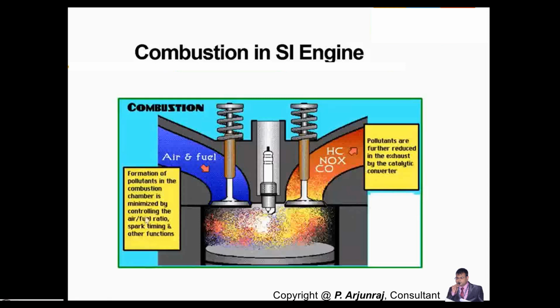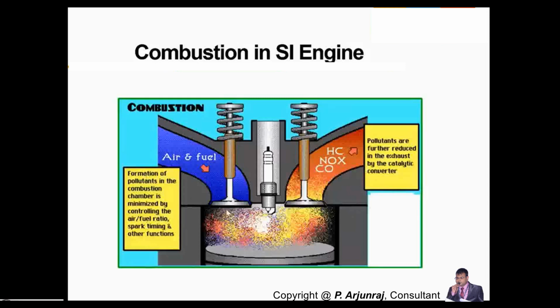So here what happens is the formation of the pollutants in the combustion chamber. So this is the combustion chamber. Again, the combustion chamber can be either bowl shaped or hemispherical, and you can choose accordingly. Okay, so now I will explain in an easier manner for you.